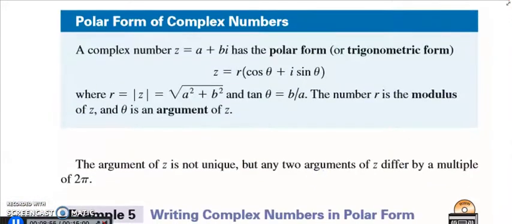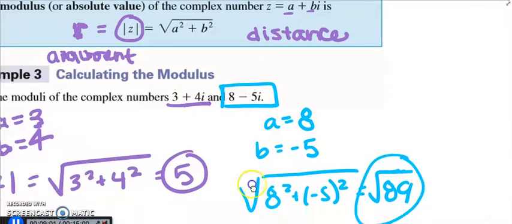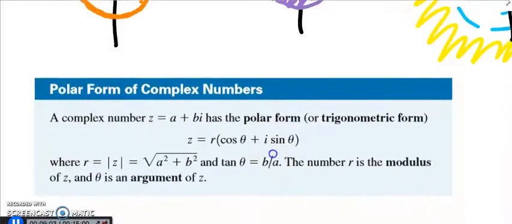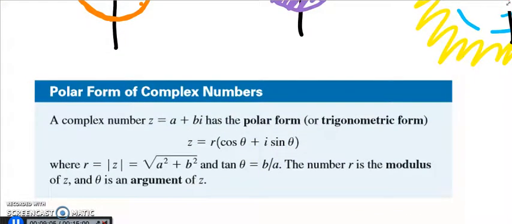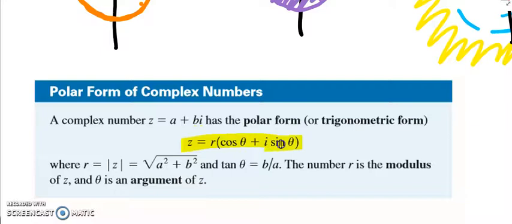Okay, so this is just an equation. It's like a standard form, and it looks a little rough, but really we're mostly just plugging in. We're going to find two things.